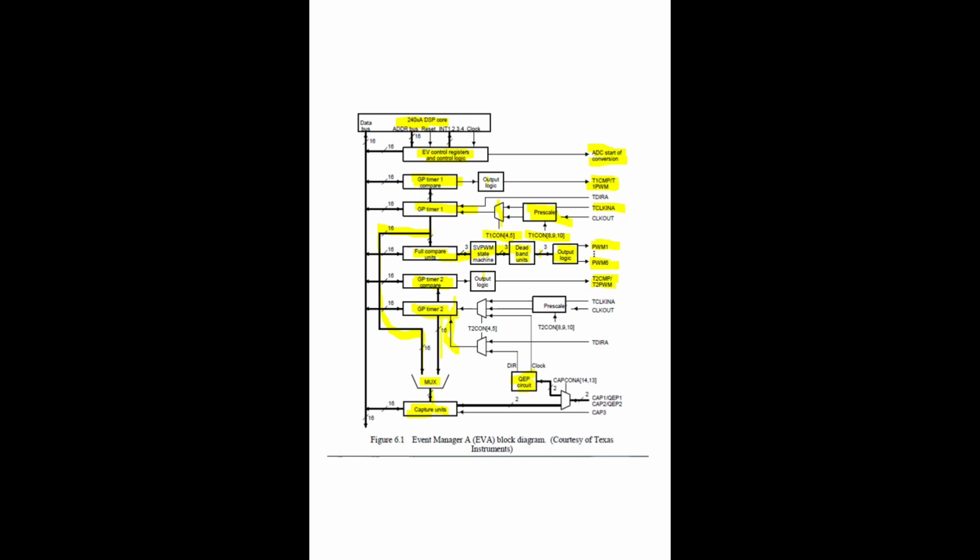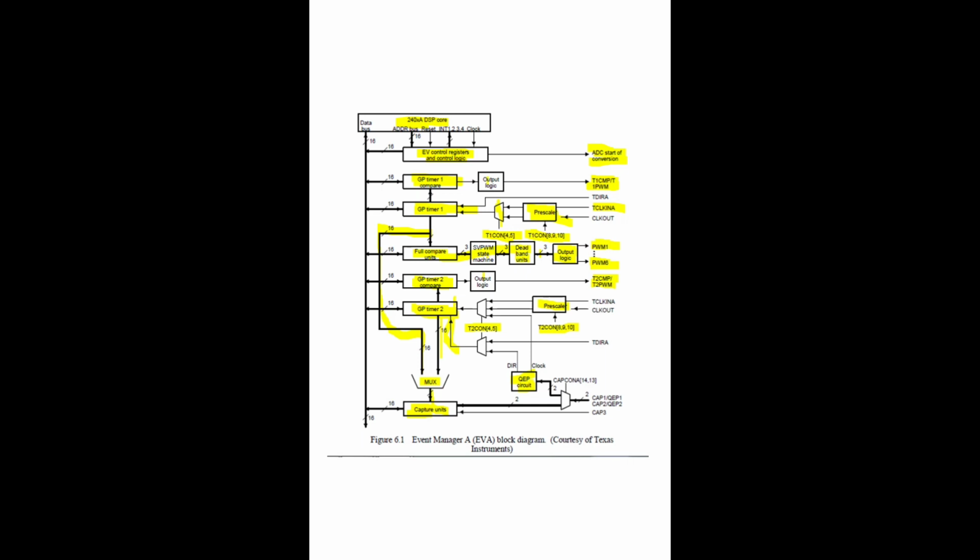This prescaler is for controlling the timer 1 operating speed. Here this prescaler is used for controlling the GP timer 2 operating speed. Again here it is mentioned T1CON 8, 9, 10 bit. Here timer 2 control register 8th, 9th, 10th bit. If you see these registers in the upcoming slides, you can understand how they are controlling the clock frequency of timer 1 and timer 2. Here T2CON 4, 5.